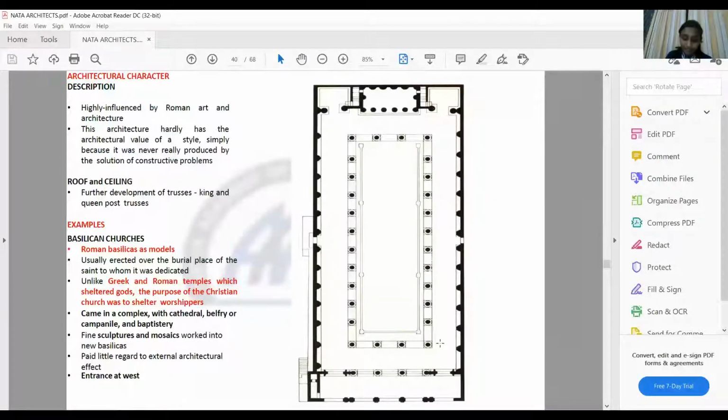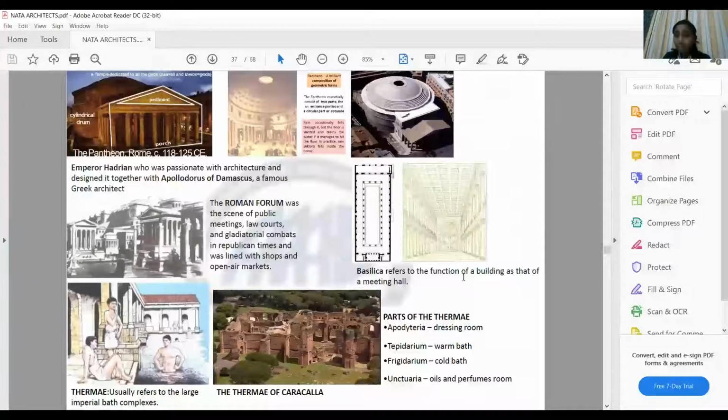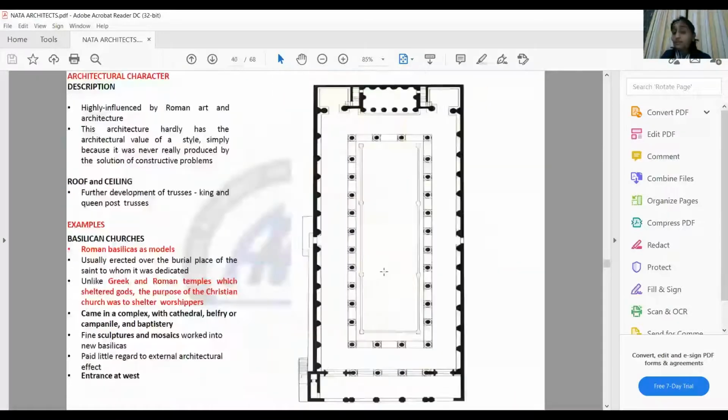So basically here they started using these Roman basilicas, which we discussed previously. If you can see, this particular image refers to the function of a building as that of a meeting hall, right? So this was the basic model that these people took in the design of their churches. This is how they started taking inspiration from the previous architectural styles.